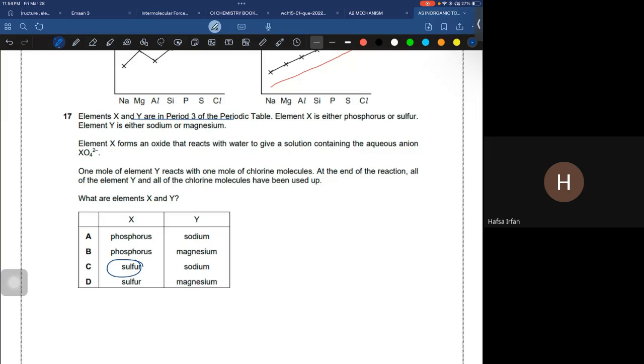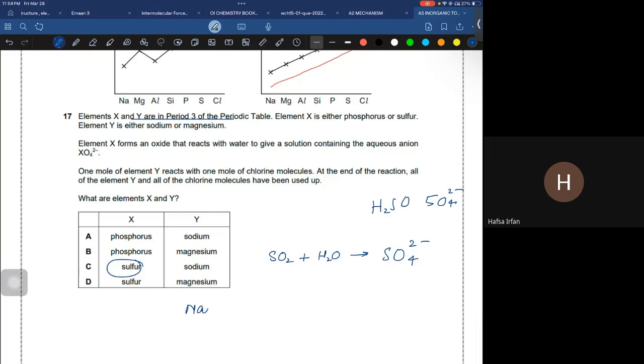Element X forms an oxide like sulfur oxide that reacts with water to give a solution with the aqueous anion XO4 2 minus. Okay, like this. Exactly, because in sulfuric acid the sulfate is 2 minus. Yeah, that's good.